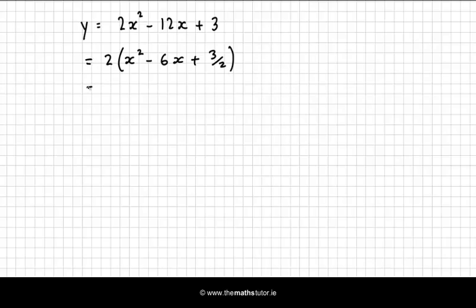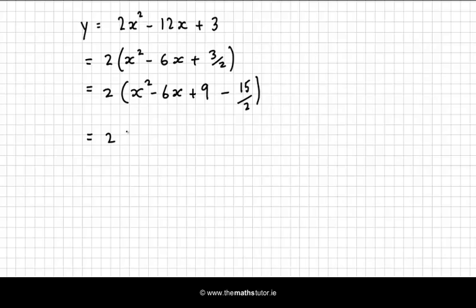And now we can simply proceed as we did earlier. So x squared minus 6x, and we need to divide the coefficient of x by 2, so that's minus 6 divided by 2 gives me minus 3. Square that and we get plus 9. And we have plus 3 over 2, so 9 take away 1.5 is 7.5, which is 15 over 2. So if we take away 15 over 2 from 9 we get 3 over 2.